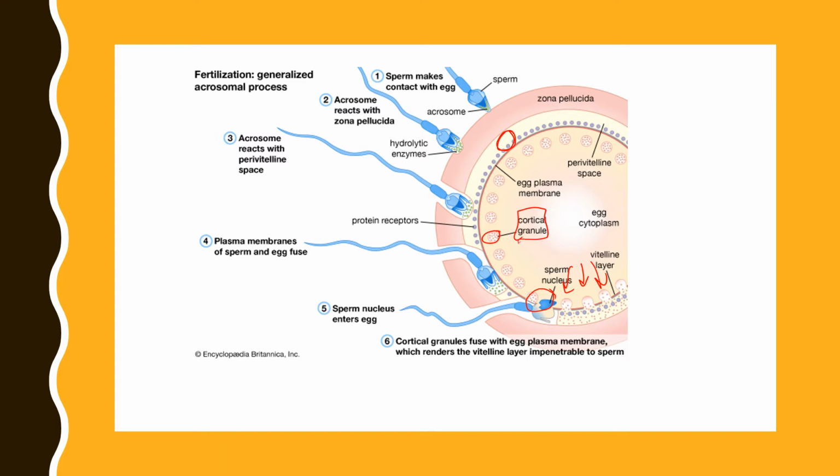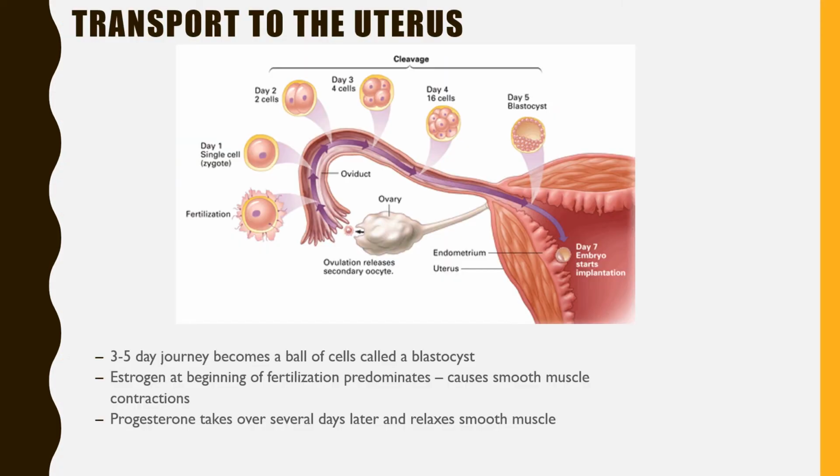And then you see down here, number 6, the cortical granules fuse with the egg plasma membrane, which renders the vitelline space impenetrable to sperm. So that's part of that reaction that I was talking about earlier. Okay, so now, that's the process of the sperm actually combining with the egg, being able to drive through that zona pellucida, perivitellin space, binding to the oocyte, and then we have fertilization and the formation of our zygote.